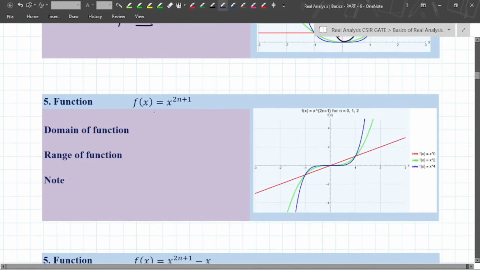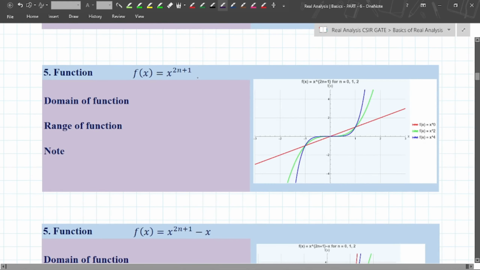Okay, next we have odd. The same case arises here, but the thing is, if I take n equals 0, then it will be x power 1. It means it is a straight line. This is what n equals 0. Again, this is what n equals 1, and this is what n equals 2. So you can see, by increasing the value of n, it is tending toward the f of x. It is tending toward the value of this, and it is getting narrowed down. Okay, here it is like this, and here it is like this.